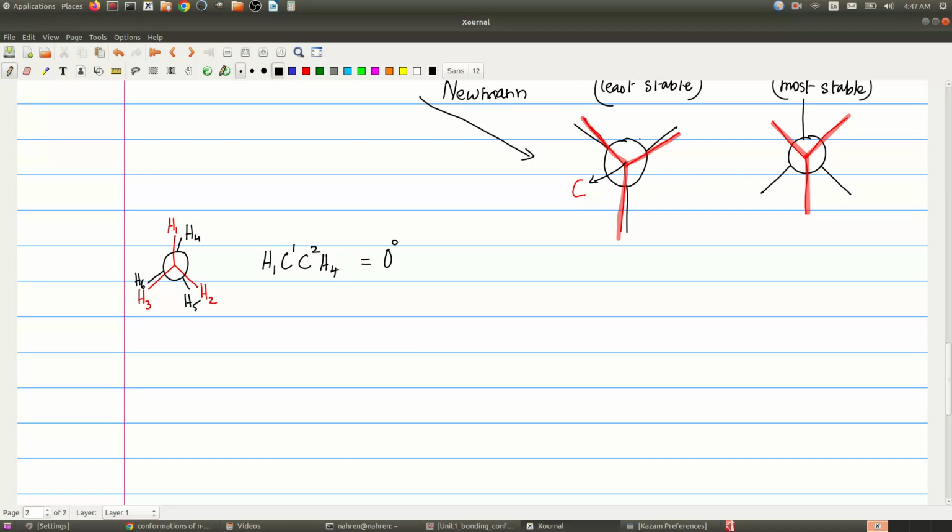This stands for the torsion angle, also called the dihedral angle. The dihedral angle formed by the plane H1, C1, C2 and by the plane C1, C2, H4 is equal to 0.